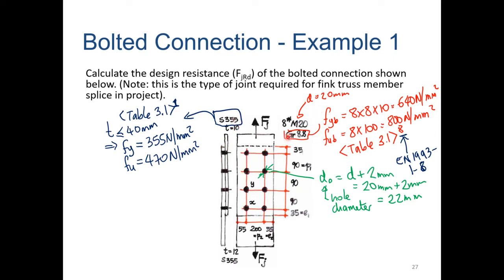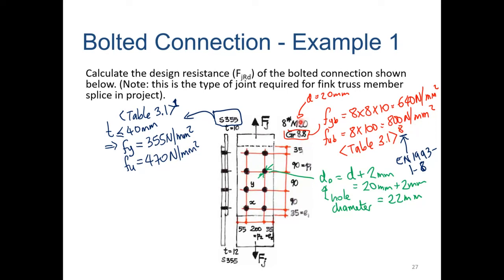We also know that it's grade 8.8 bolts. So 8 times 8 is 64, multiplied by 10 is 640. That means the yield strength of the bolt is 640 newtons per millimeter squared. And the 8 at the beginning multiplied by 100 gives us the ultimate strength of the bolt of 800 newtons per millimeter squared. If we can't remember that, we go to the table in Eurocode 3 part 1-8, and we get it straight out of that.